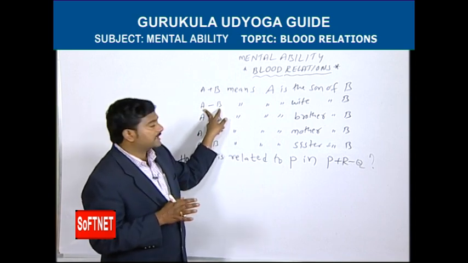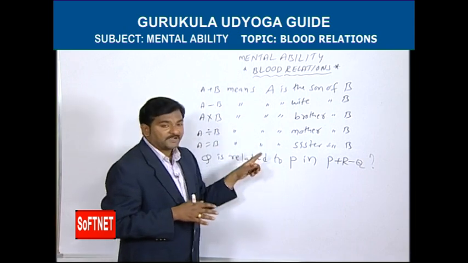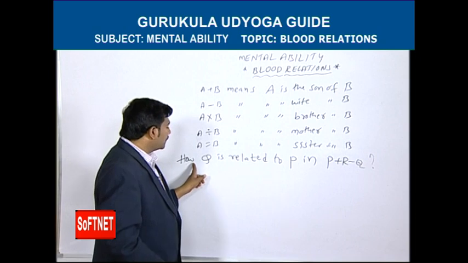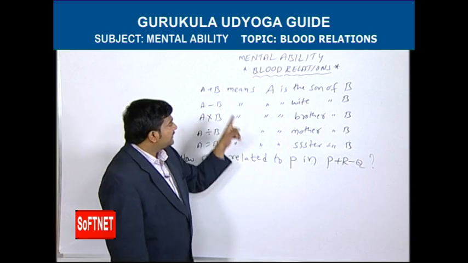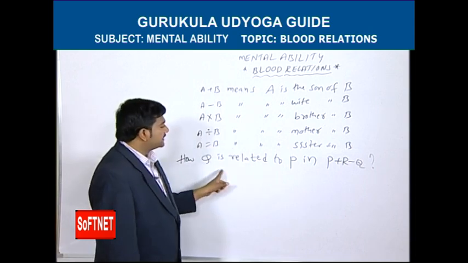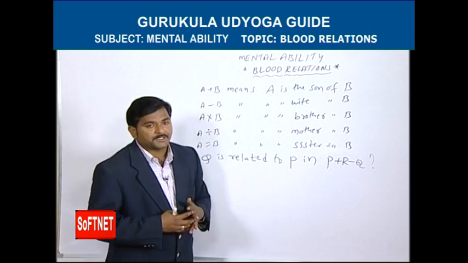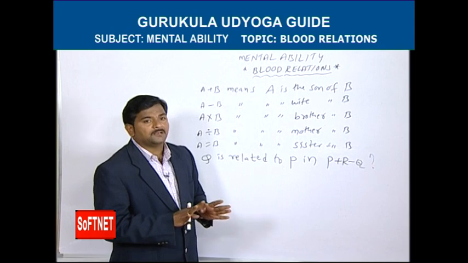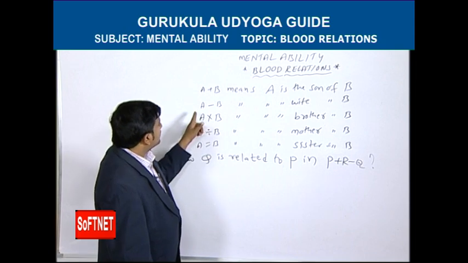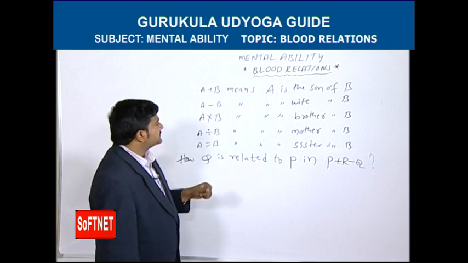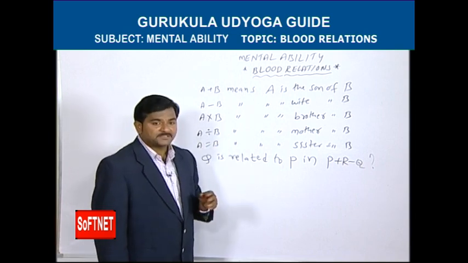I hope you understood, because the complete condition is given in terms of A, B, C, but finally he asks you to find how Q is related to P in P plus R minus Q. Here A, B are given, but the question is in terms of P, Q and R. That's why the notation is important. A, B, C are not required here; they are simply variables. Now plus means son of, minus means wife of, into means brother of, divided by means mother of, equal to means sister of, and so on.